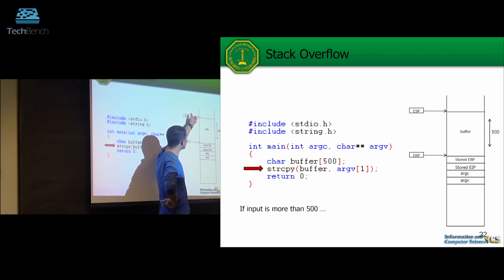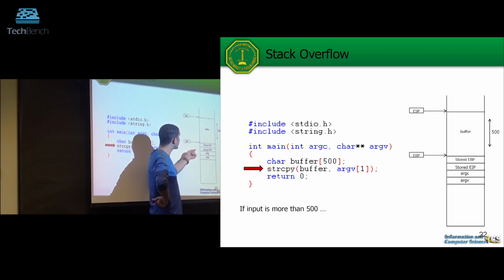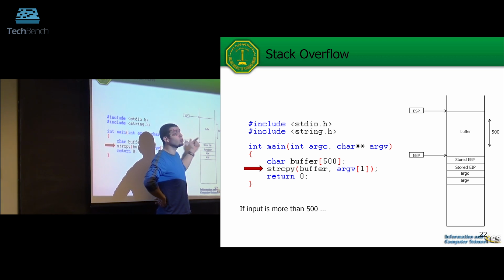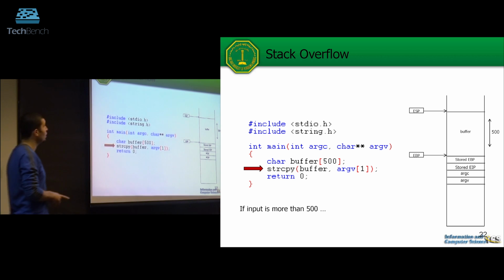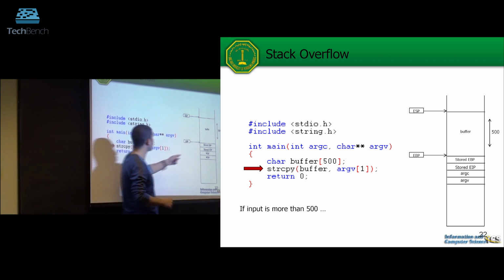And if the user supplies more, other variables will be overridden. We saw last time that you can override other variables. But you can also override context information stored on the stack, in particular the stored EIP, which is the return address. And if you override that, basically when you return from that function, you'll be transferred to wherever you overrode.